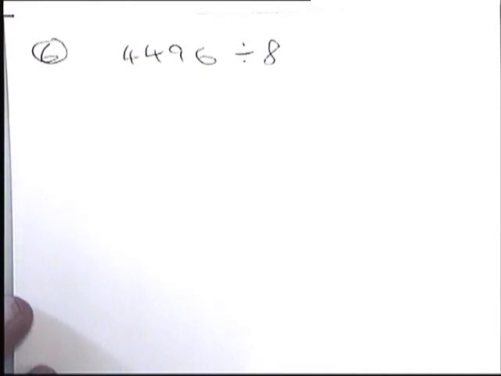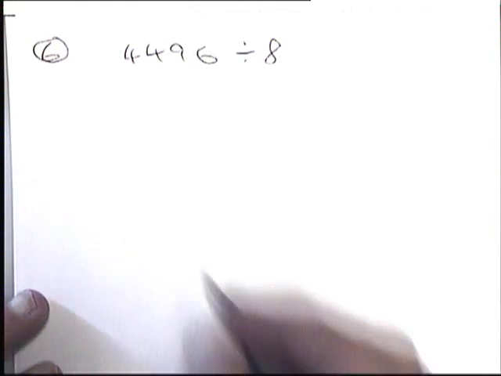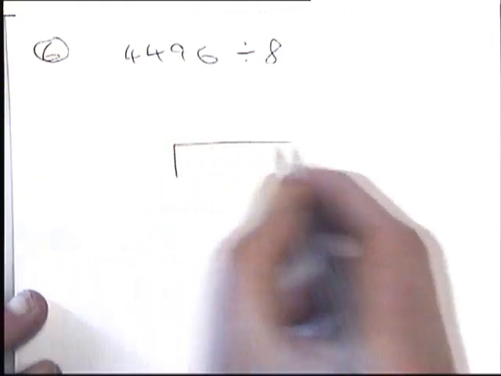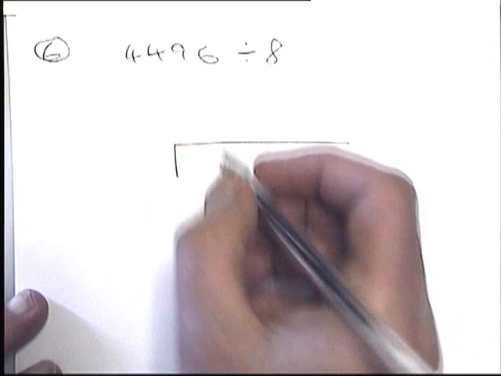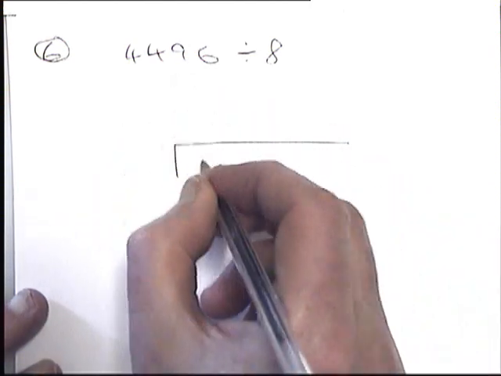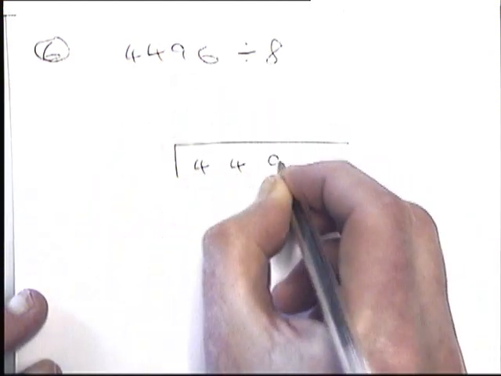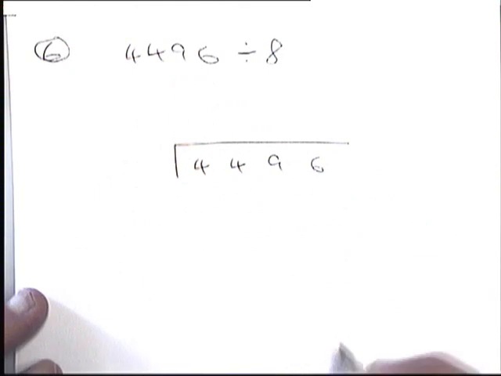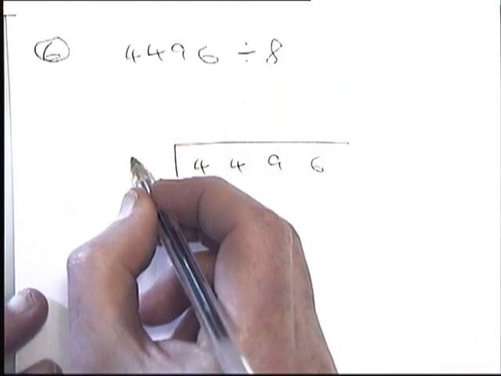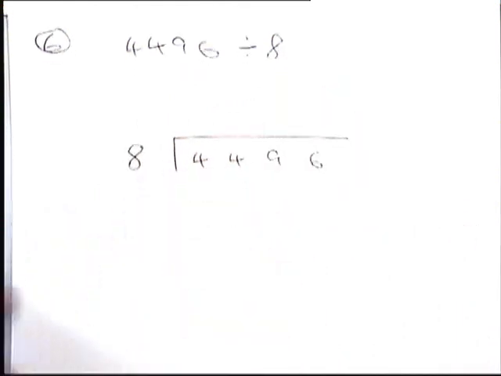Question 6 was a dividing question. 4,496 divided by 8. The classic way to do this is to do the bus stop method. You draw that shape and then you put the 4, 4, 9, 6 under the bus stop, and the 8, the number you're dividing by, goes at the side.